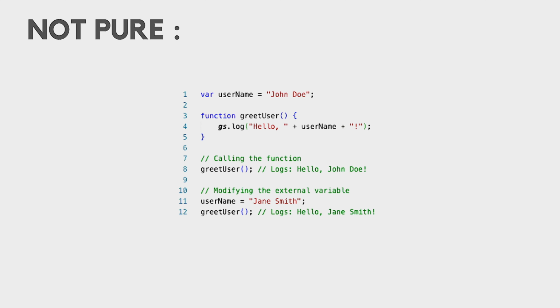Another big giveaway of its impurity is that it doesn't return any value. Instead, it logs a message to the console. This action is known as a side effect, which affects the world outside its function scope by changing what appears on the screen. Moreover, if we alter the username to Jane Smith and call greetUser again, it outputs a different message despite being called in the exact same way. This variability confirms its impurity, as a pure function would always produce the same output for the same input.